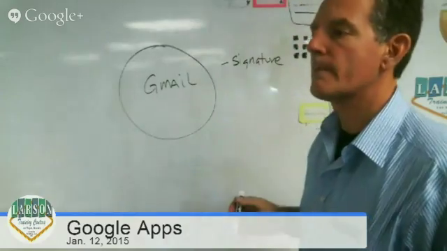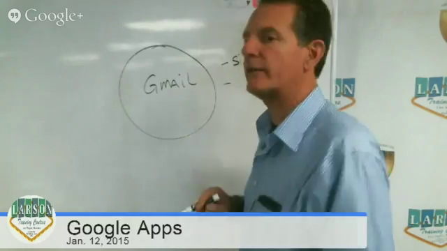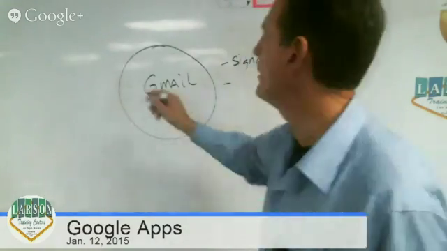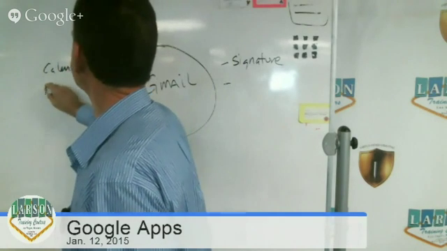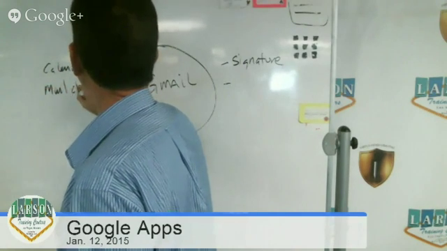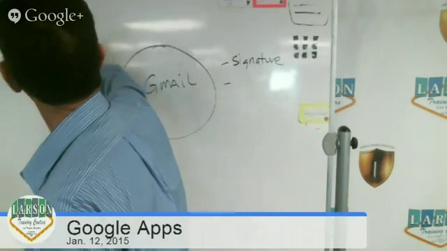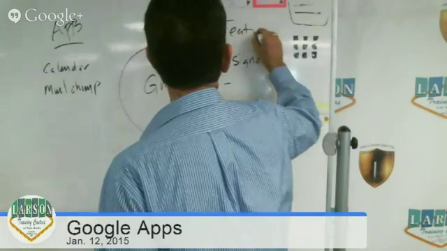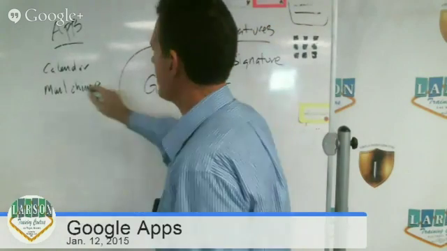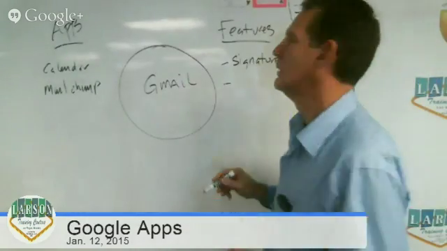Events. Well, that's in calendar. That would be integrating. Those are different Google apps. So apps, Gmail, and these are features. Creating events, no, that's over here in calendar. So signature is one.